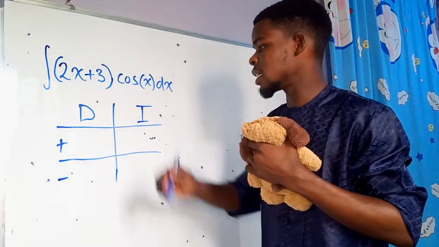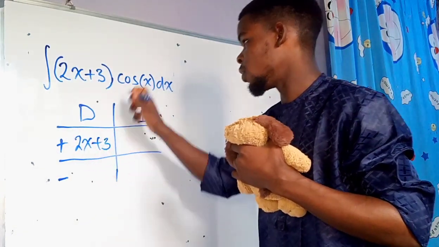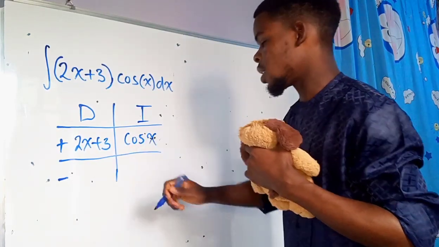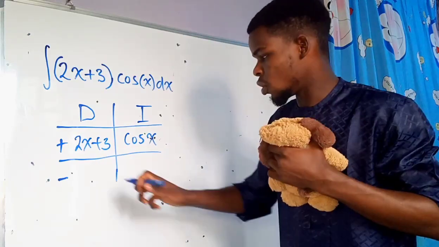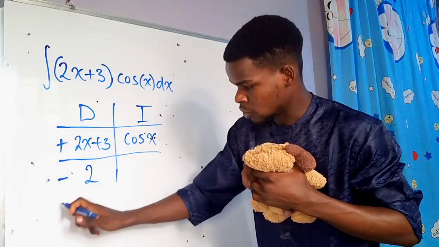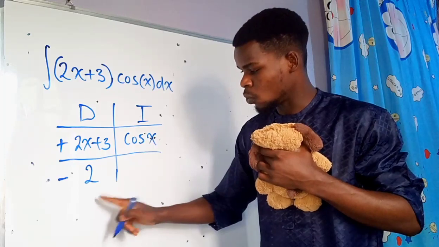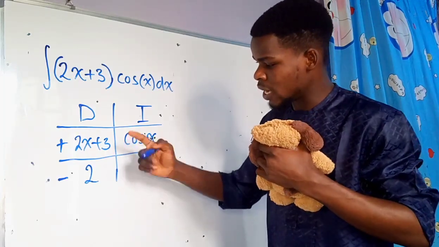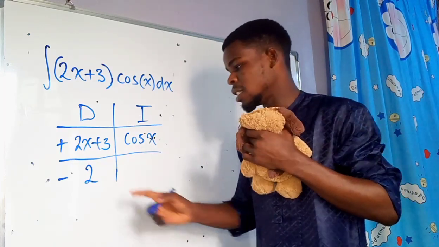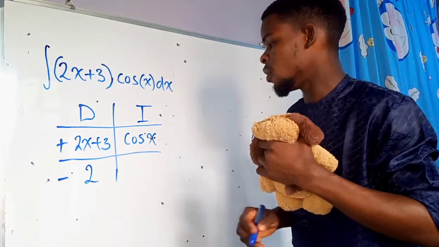For example, in this case, as I said, let's choose to differentiate 2x plus 3, and then we choose to integrate the cosine of x. You notice that the derivative of 2x plus 3 is just going to be 2. Now if we are to continue, we will still alternate the signs, and then we will still continue differentiating. The derivative of 2, we know, will give us 0. So when we have this kind of constant, then we know that that's where we have to stop, since the next time will just give us 0, which will be insignificant after multiplying.